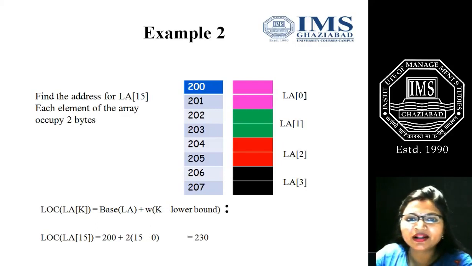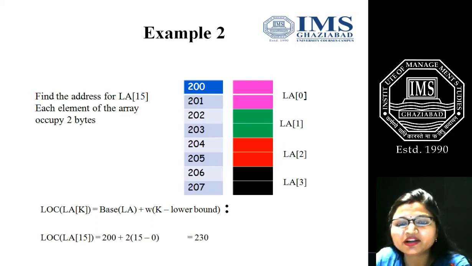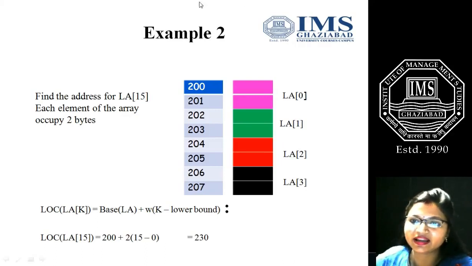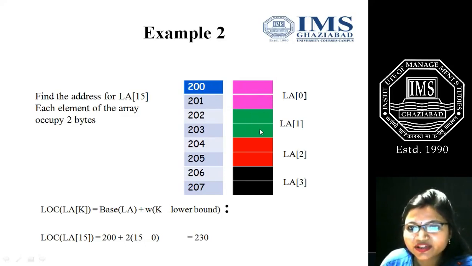In the next example, we have allocated 2 bytes to each element present in the array. If we start the base address from 200, then 200 and 201 are allocated. Since we have allocated 2 bytes to each element, this pink part is allocated to the element indexed at 0, the green part to the element indexed at 1, the red part to the element indexed at 2, and the black part to the element indexed at 3.